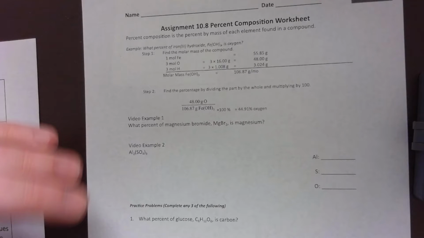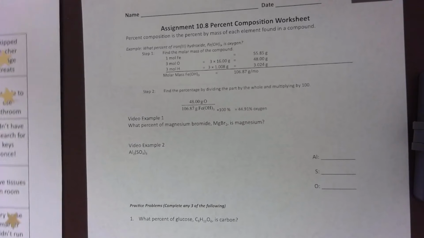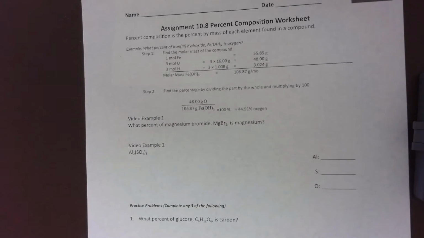So in this example, in our percent composition, we're talking about a certain percentage of what we're looking at. Think about baking a cake. What percentage of a cake is going to be eggs? What percentage is going to be flour? Things like that.